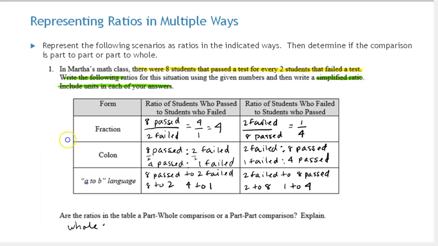So the students in the class are made up of students who passed and students who failed. Those are the two things you can do. So the whole would be all students, and the different parts we can look at are the students who failed or passed. And notice in each case, our ratios didn't include the total number of students. We were comparing the number who failed to the number who passed in each case. So this is a two-part comparison.